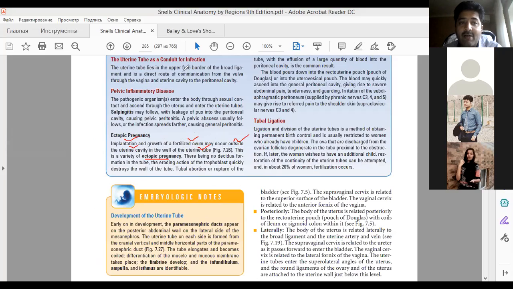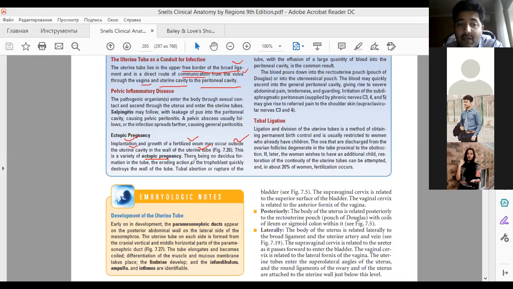Uterine tubes are present in the upper free border of the broad ligament, and it is a direct route of communication from the vulva, vagina and uterine cavity to the peritoneal cavity. When we studied the peritoneal cavity, I explained to you that these tubes are not covered by the peritoneal layer. They are open. So if an ectopic pregnancy bursts, what will happen? The secretions will enter into the peritoneal cavity and it can rupture. Sometimes when it ruptures, it can cause peritonitis also.